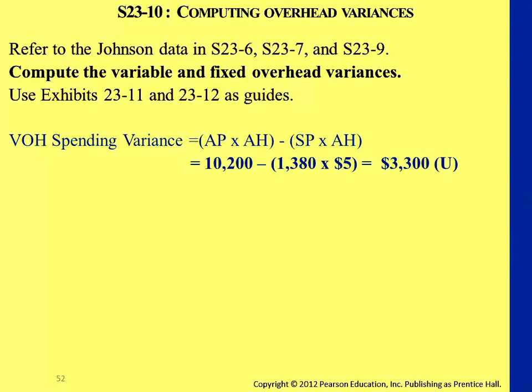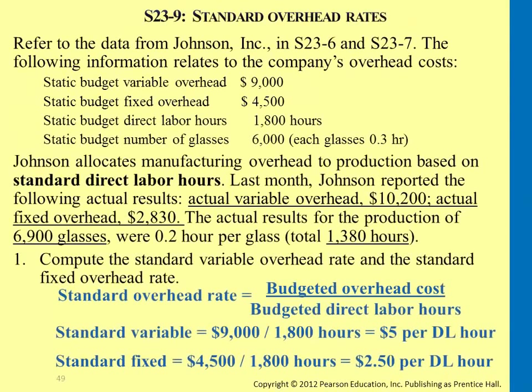So 10,200 minus 6,900 will give you 3,300. So what about the other one, efficiency? For efficiency, we'll be comparing the actual hours used with the budgeted hours. So we already know the actual hours is 1,380 hours. The workers use this. What about the original budgeted hours?